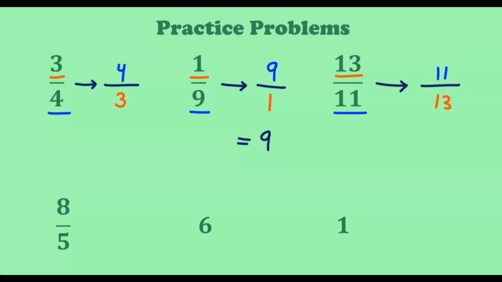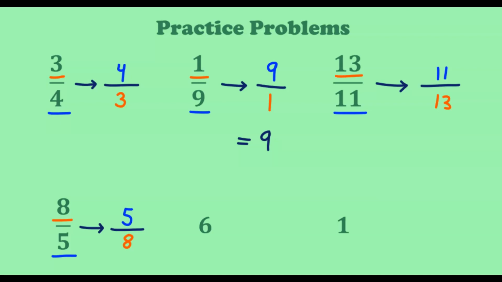We have 8 over 5. Now the numerator is the number on top, that is 8, and the denominator is the number on the bottom, that is 5. Now we want to find the reciprocal. So first of all, we write the fraction line, and the numerator of the original fraction becomes the denominator of the new fraction, and the denominator of the original fraction becomes the numerator of the new fraction. So this is our required answer. The reciprocal of 8 over 5 is equal to 5 over 8. Now let us have a look at our next problem.